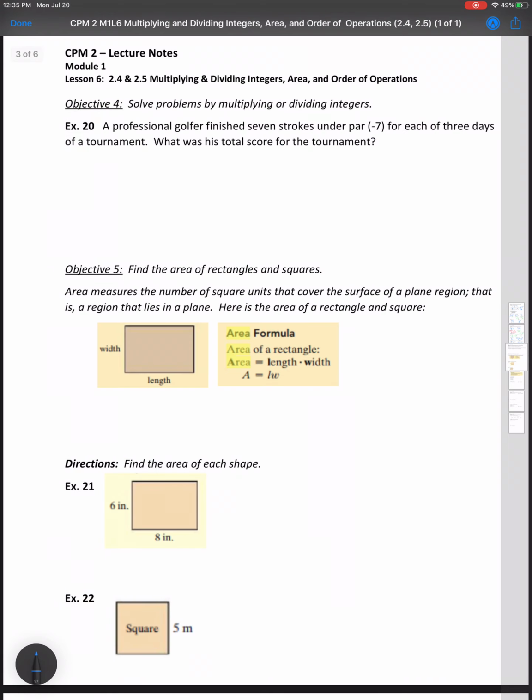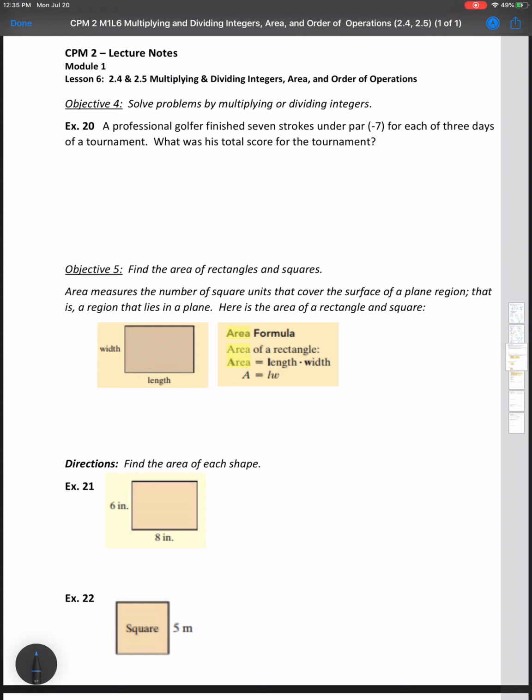Next page, Objective 4, solve problems by multiplying or dividing integers. So example number 20. A professional golfer finished 7 strokes under par, which is represented as a -7, for each of the 3 days of the tournament. What was his total score for the tournament?